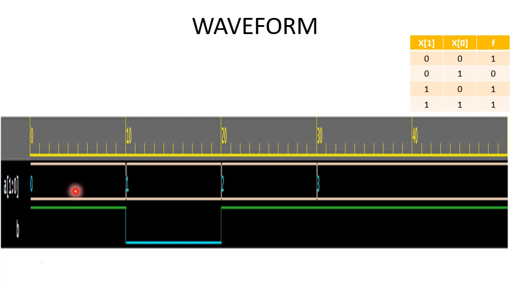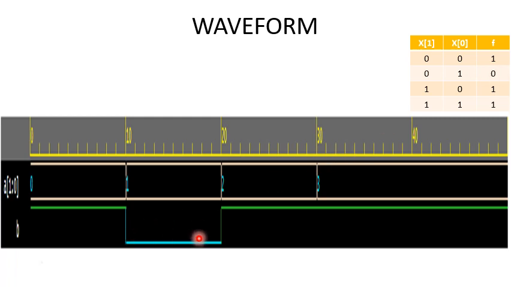Here the values are displayed in decimal. Initially at time t equal to 0, the input given was 00, and as per the truth table, the output should be 1. That is what is displayed here. After 10 time units, I had given 01 to A, that is decimal 1 displayed here. For 01, the output is 0.